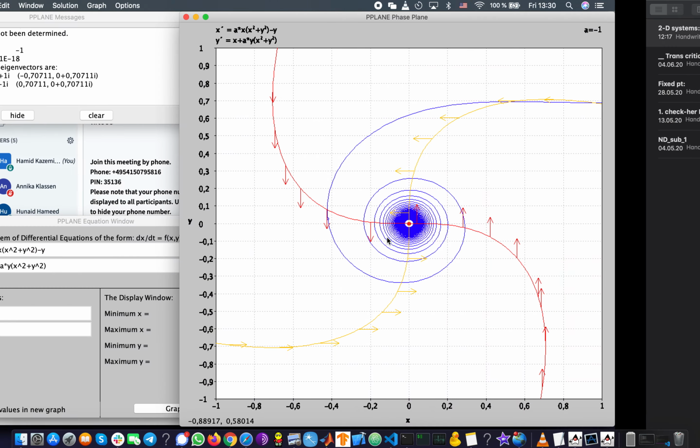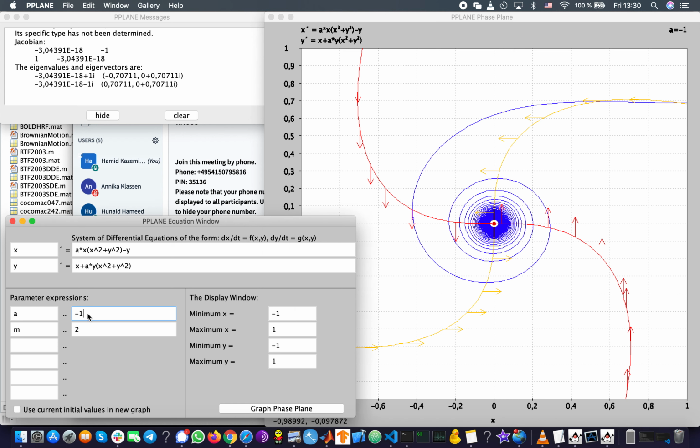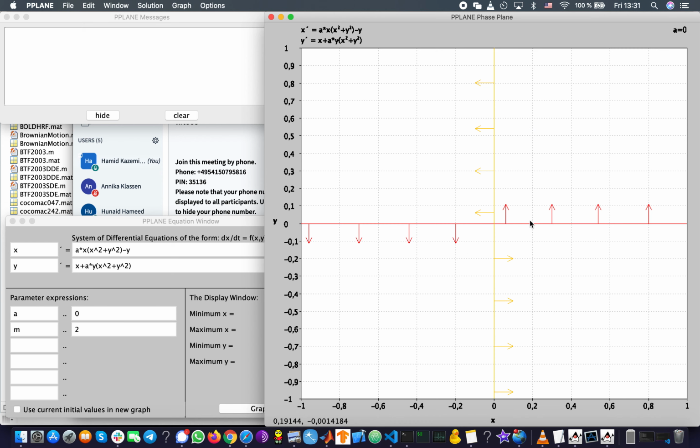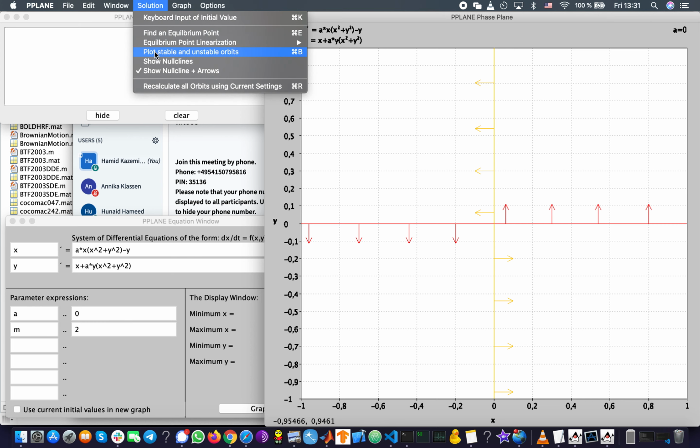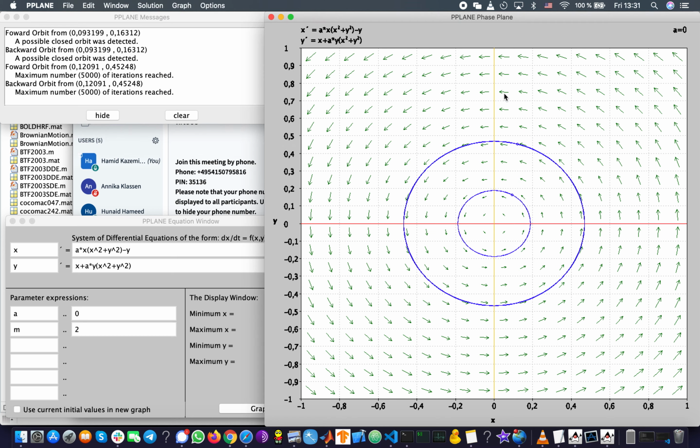So if a is equal to 0, then those interesting things come out, which is this. And you will see that soon you can actually see those circles.